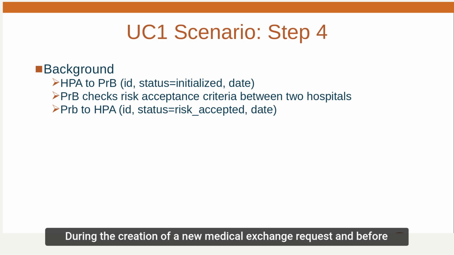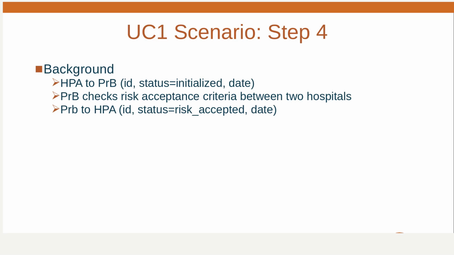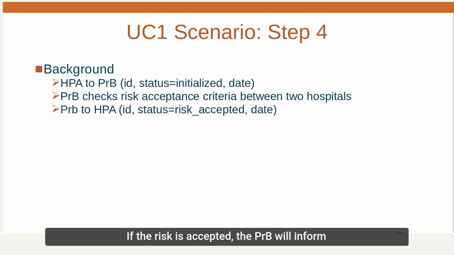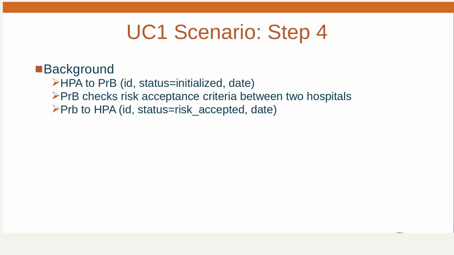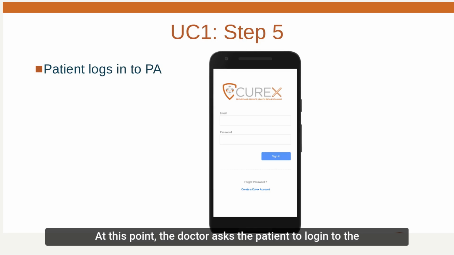During the creation of a new medical exchange request and before it is created, many background checks happen. HPA backend informs blockchain that a new request is going to happen. Then the private blockchain will check the risk acceptance criteria between the two hospitals. If the risk is accepted, the private blockchain will inform the HPA with the new status and the request is created successfully. At this point, the doctor asks the patient to log in to the CUREX patient application in order to approve the request.